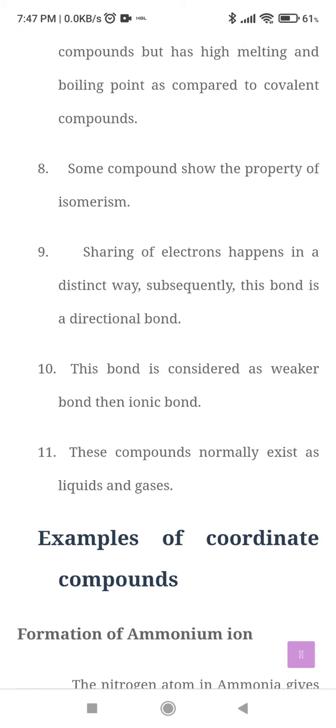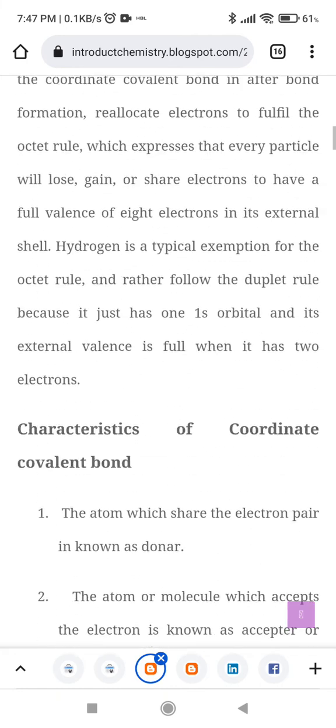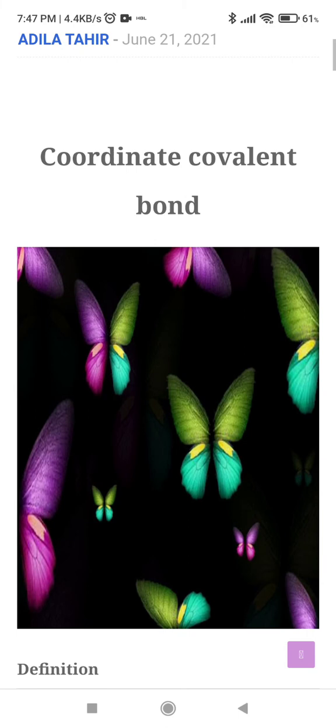These compounds normally exist as liquids and gases. The state of these compounds is liquid and gas. Today's topic was coordinate covalent bond.